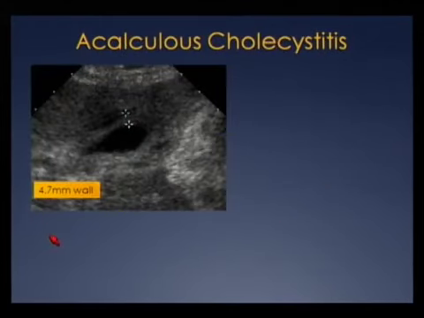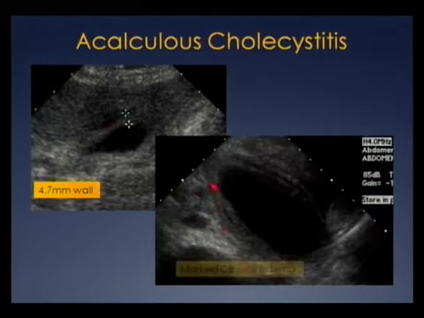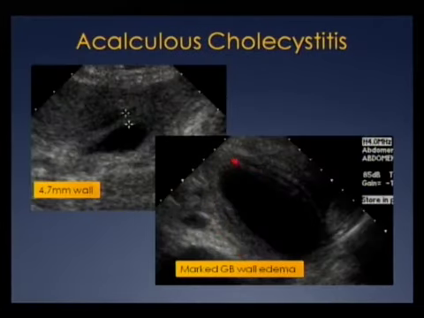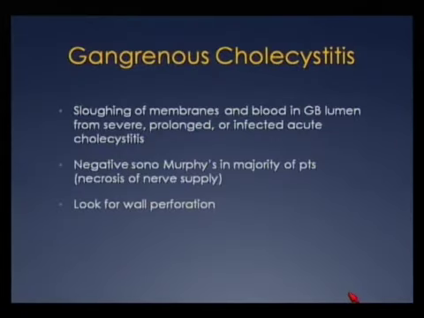So here is a patient who presented with signs and symptoms of acute cholecystitis. We saw a thickened gallbladder wall, maybe a little bit of pericholecystic fluid, but no stones. We still call this acute acalculous cholecystitis. Here's another sagittal image of the gallbladder, which shows marked gallbladder wall edema. Again, typical clinical history. This was called acalculous cholecystitis.